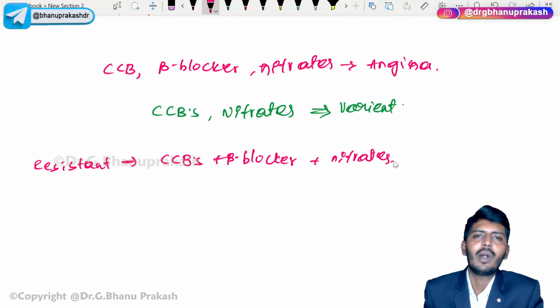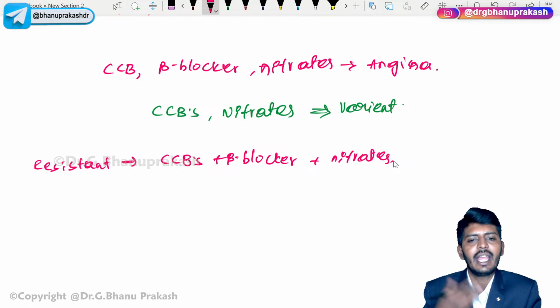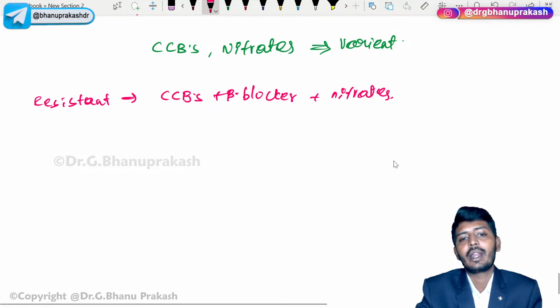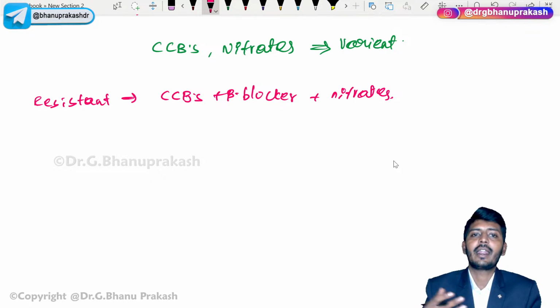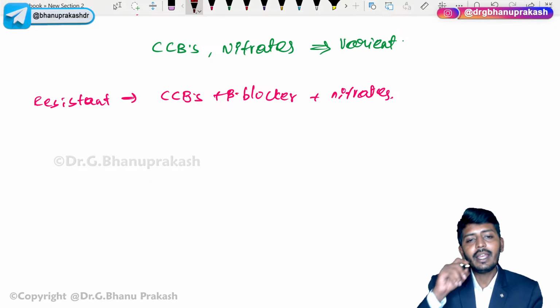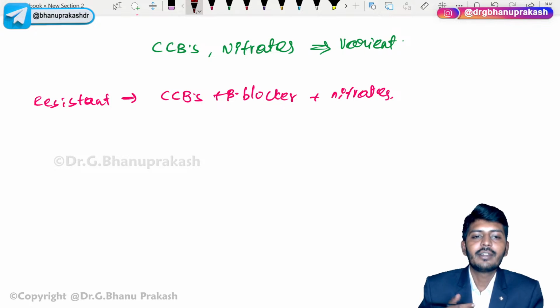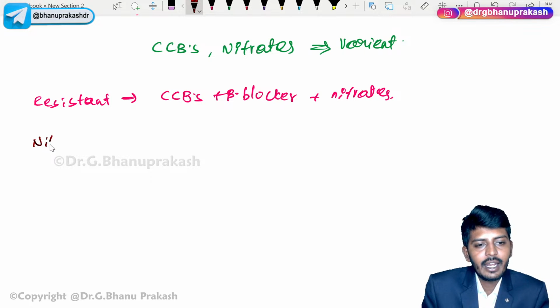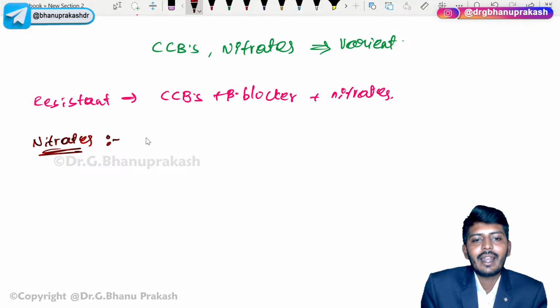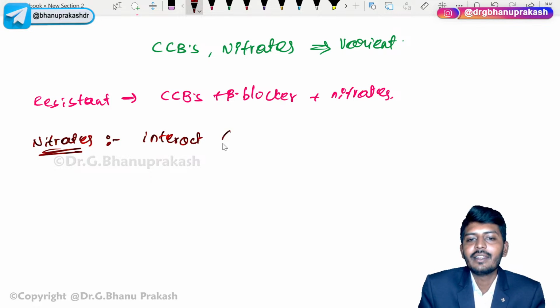So for example, you give one drug and if that is not responding, then organonitrates with beta blocker and calcium channel blocker if they are not responding to a single drug. So the next important question comes to us, sir, nitrates, is there any drug interaction? Remember, my dear students, nitrates will interact with one important drug, that is your PDE5 inhibitor.